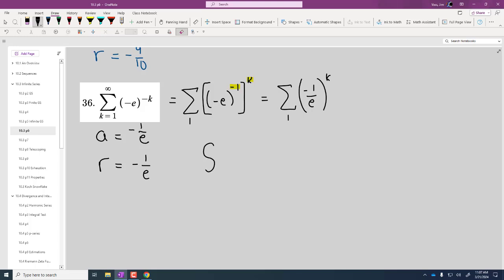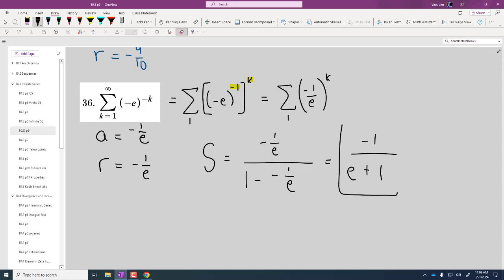And the sum of this series will be a, so negative 1/e divided by 1 minus negative 1 over e. Get that. Let's multiply everything by e. Multiply the top by e, multiply that 1 by e, multiply the 1 over e by e, and there is our sum.